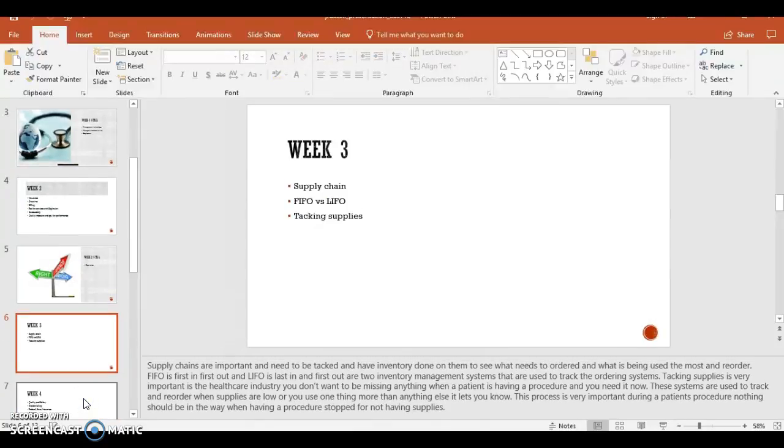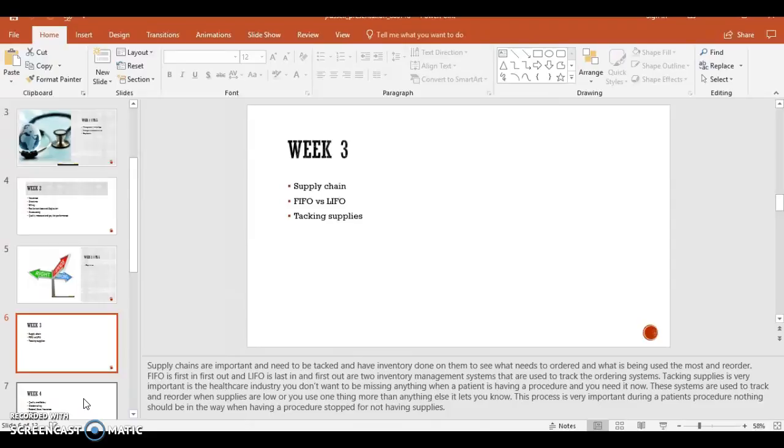On to week 3. Week 3 we learned about supply chain, FIFO versus LIFO, and tracking supplies. Supply chains are important and need to be tracked and have inventory done on them to see what needs to be ordered and what is being used the most and reordered. FIFO is first in, first out, and LIFO is last in, first out, are two inventory management systems that are used to track the ordering system.